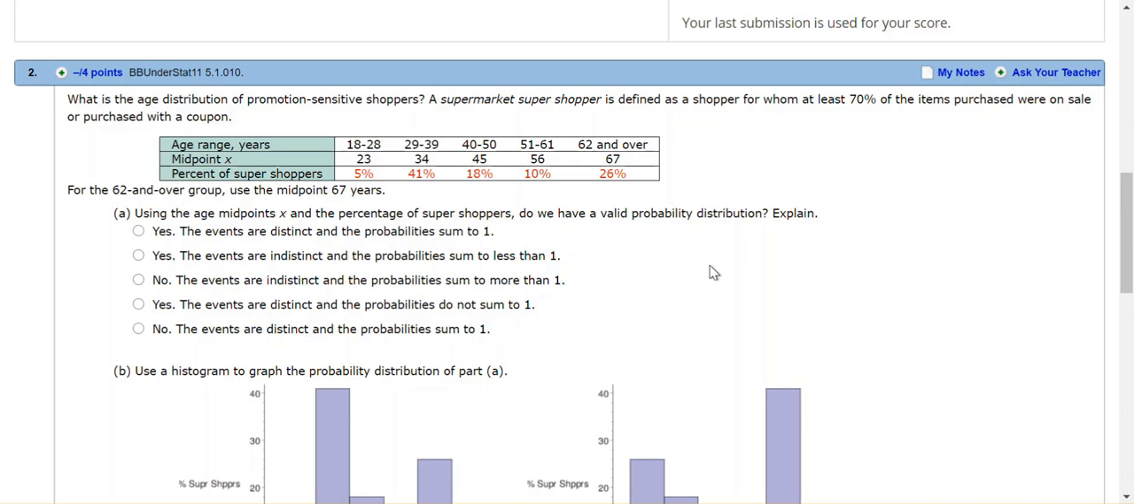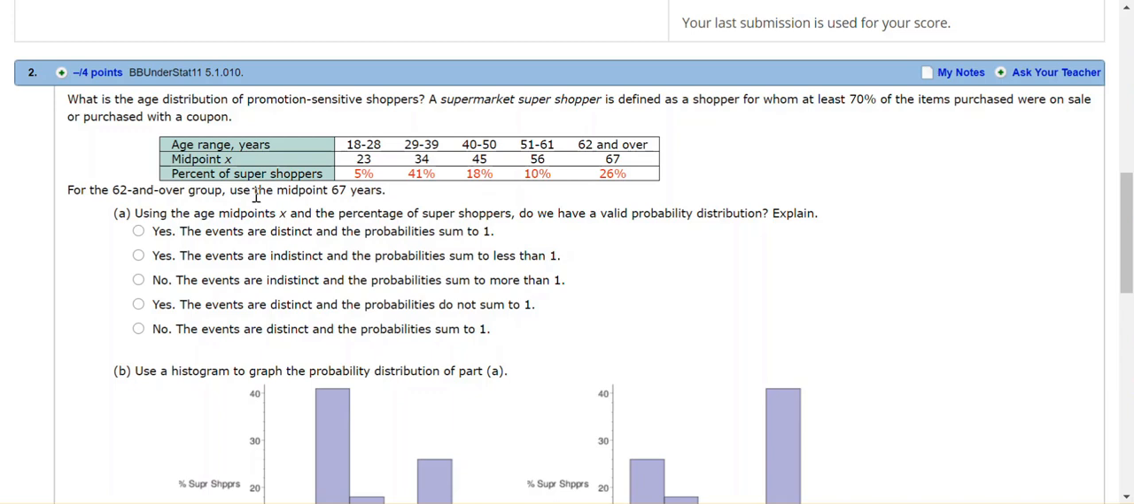This is specifically problem number 10. So in Chapter 5, we're talking about probabilities and probability distributions, and this particular question in Section 1, number 10, is talking about discrete probability distributions. So we have a supermarket shopper program, and we're given that they have an age range of years from 18 to 28, 29 to 39, 40 to 50, 51 to 61, and 62 and over. And then we're told the midpoint of each of those groups. So 23 in that 18 to 28 class, 34 in that 29 to 39 class, and so on.